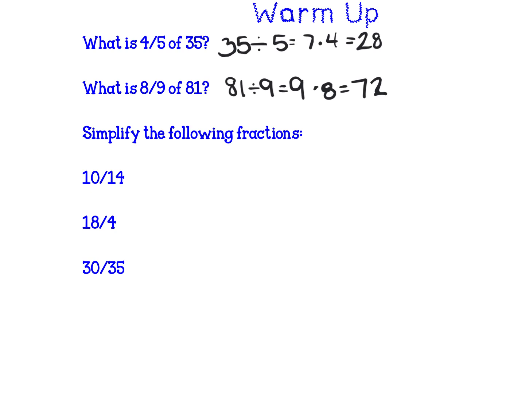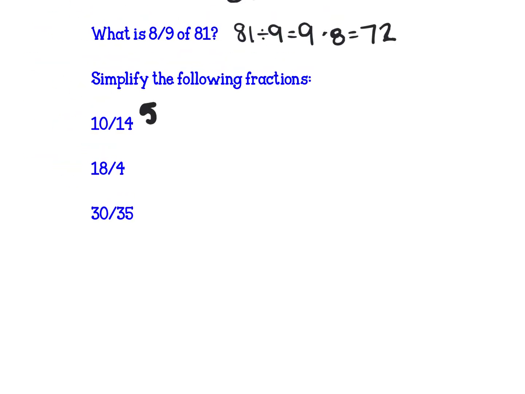Okay. What about simplifying 10/14? Caleb? I got 5/7. 5/7 is correct. All right, what about 18/4? What'd you get when you simplified that one? It's an improper fraction, so it should turn into a mixed number.